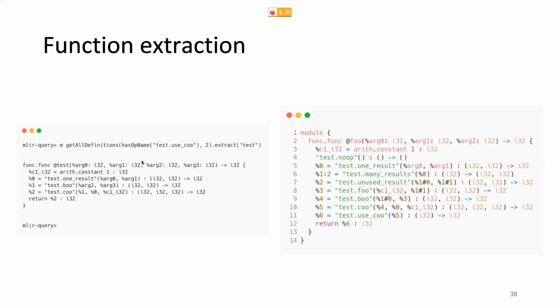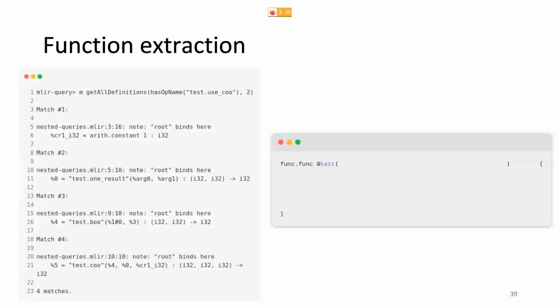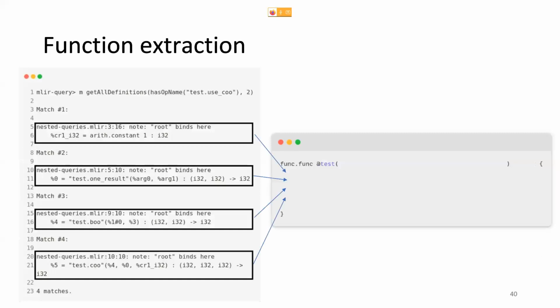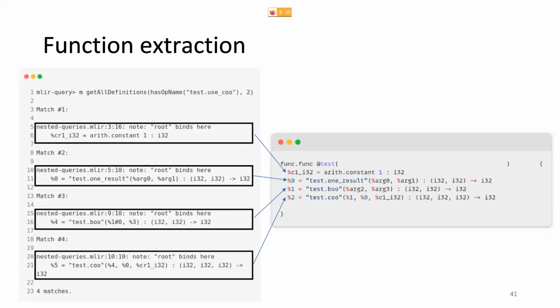And how does this work? It works in the following fashion. Once you have all the matches, it adds them into a func.func, and then after that, it looks at the last operation and adds a return statement with the result of the last operation.